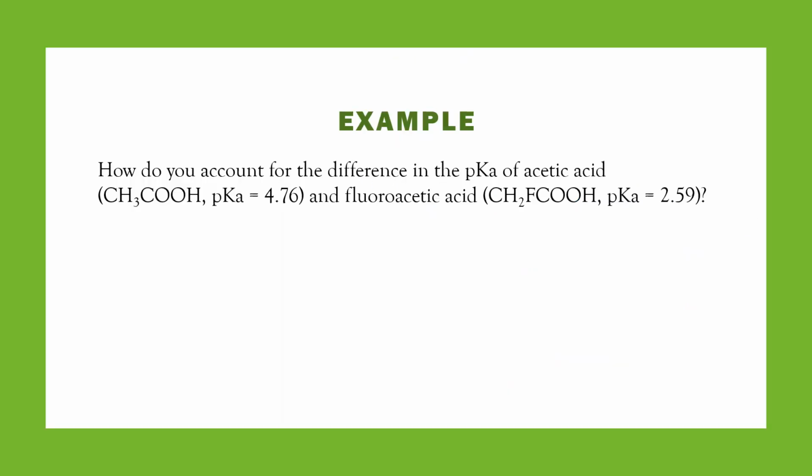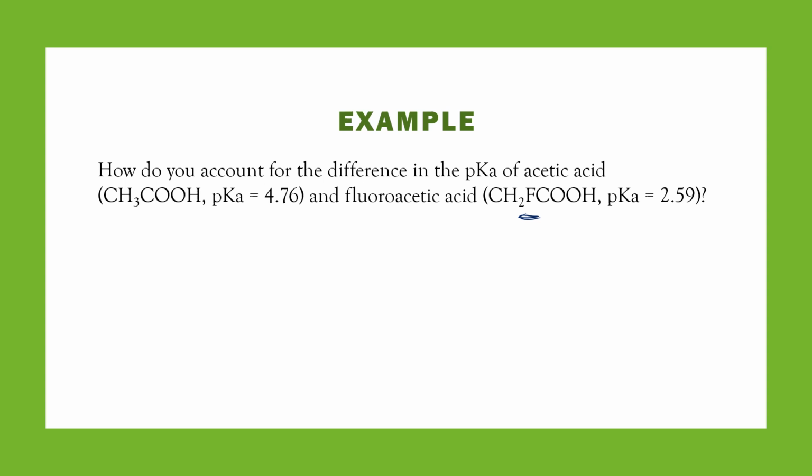So here are some examples of what kinds of questions you'll see about this. How do you account for the difference in the pKa of acetic acid versus fluoroacetic acid? You could draw these out. They're both organic acids, they're carboxylic acids, but you don't really need to. So the biggest difference here is that you have 3 hydrogens on acetic acid versus 2 hydrogens and a fluorine on fluoroacetic acid. Anytime you see fluorine, you should think, ooh, electronegativity, because that's what makes fluorine so special.